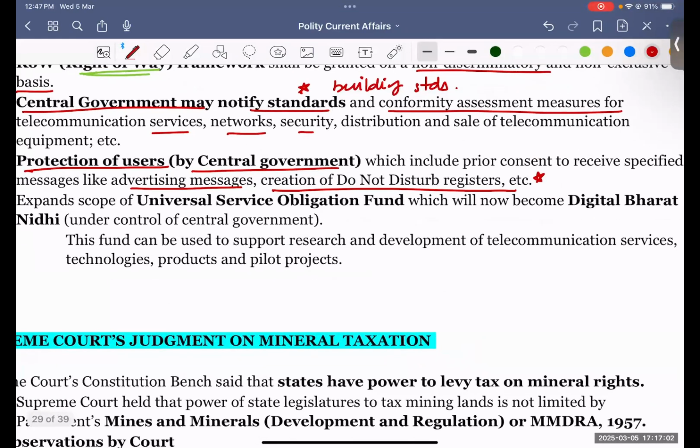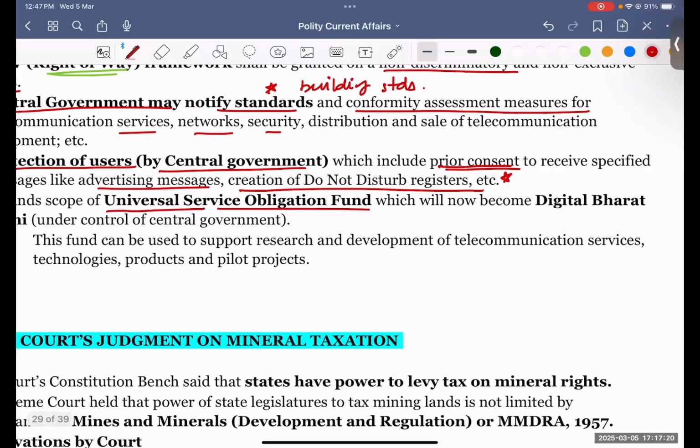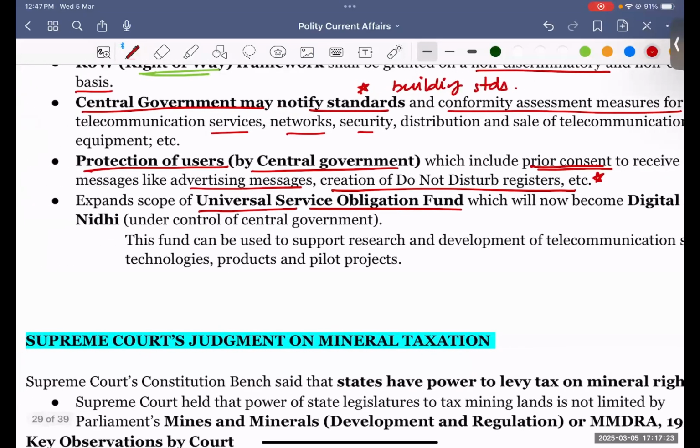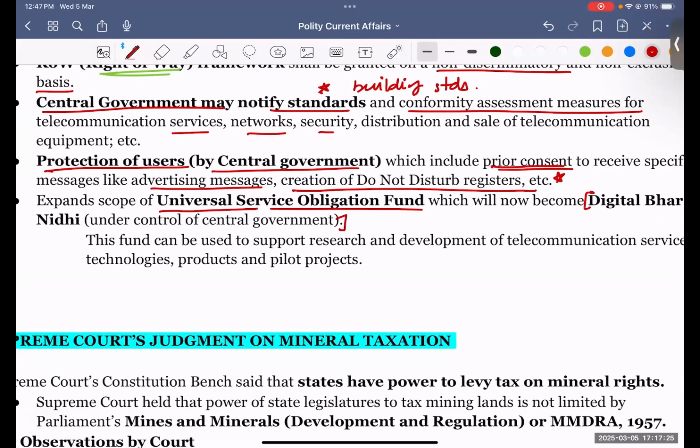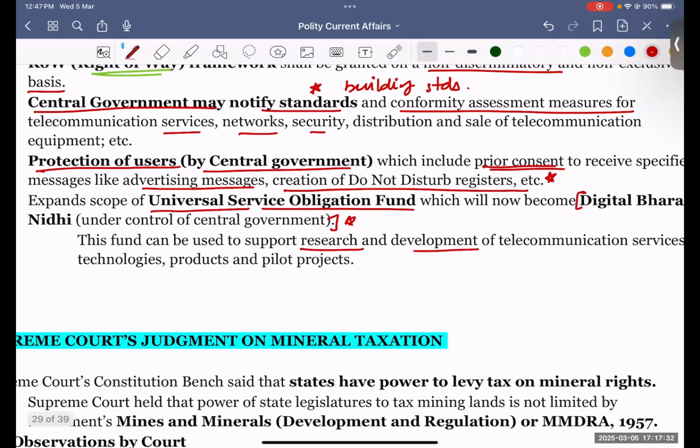Okay, so we see a lot of promotional ads coming up, sponsorships coming up. So for that also, we have prior consent wherein the user can create the do not disturb registers and everything. Expand scope of universal service obligation fund, which will now become Digital Bharat Nidhi under the control of central government. This fund can be used to support research and development of telecommunication services, technologies, products, and pilot projects.